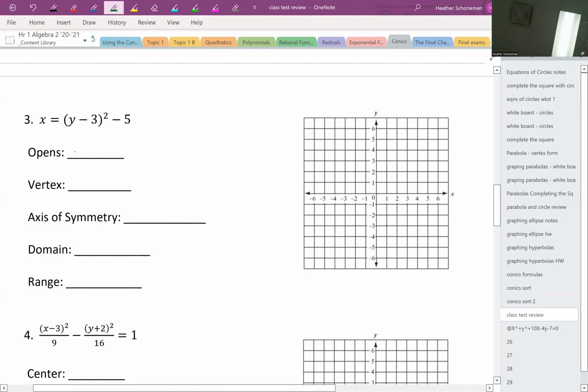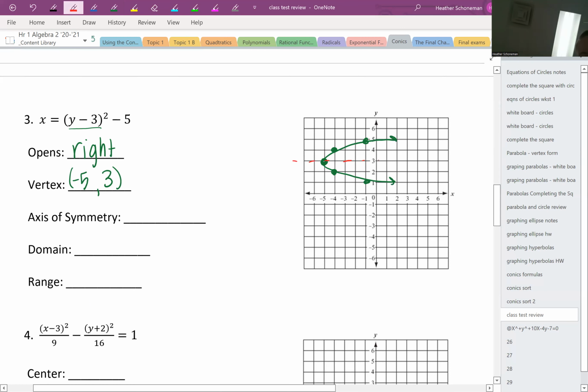Okay, this is x equals a positive, so we know it's going to open right. This has got a y in the parentheses, so that's going to control my y. It's positive 3. My x is negative 5. So I'm going to go negative 5, negative 3. And I'm going to open right. So up and down 1 and right 1. Up and down 2 and right 4. And there is my parabola.